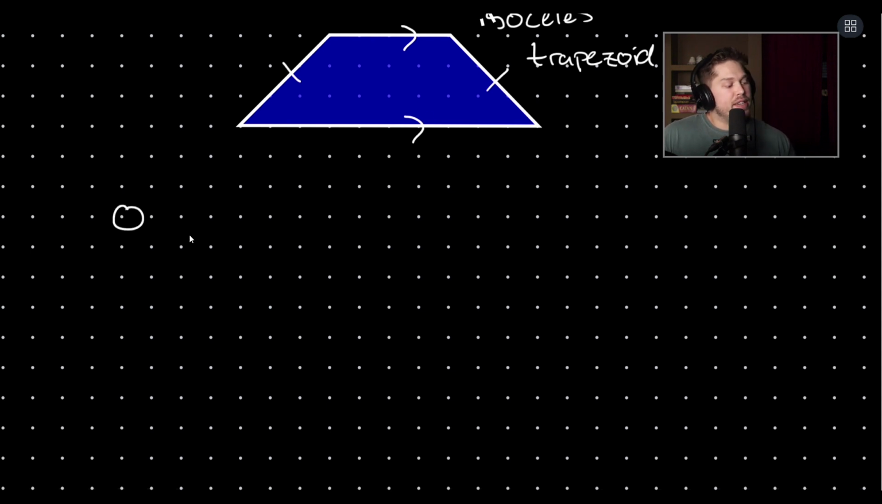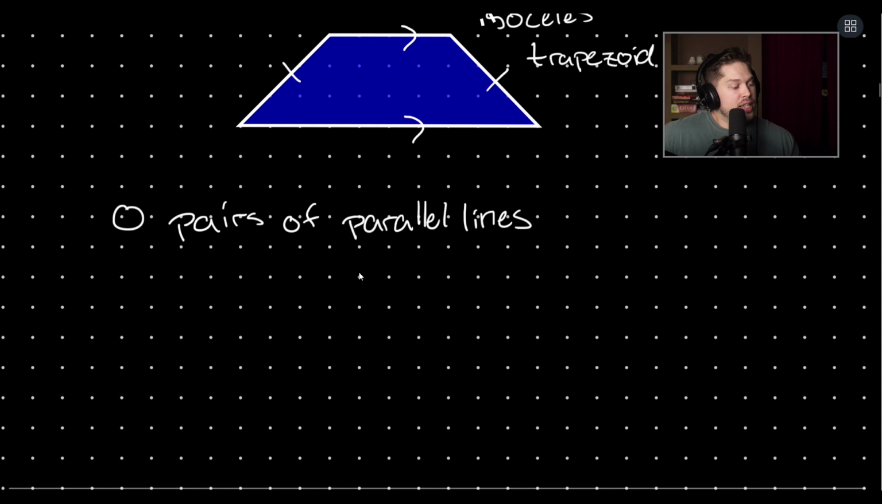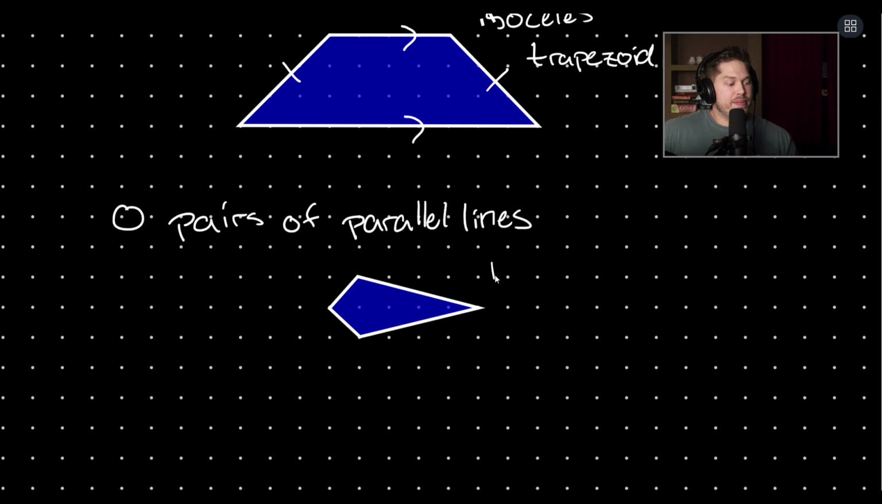Now there's one more category of quadrilaterals. This category contains 0 pairs of parallel lines. Okay, so there's only one special type of shape that has 0 pairs of parallel lines and is a quadrilateral, and that shape is called a kite. So a kite looks something like this. This is a kite.